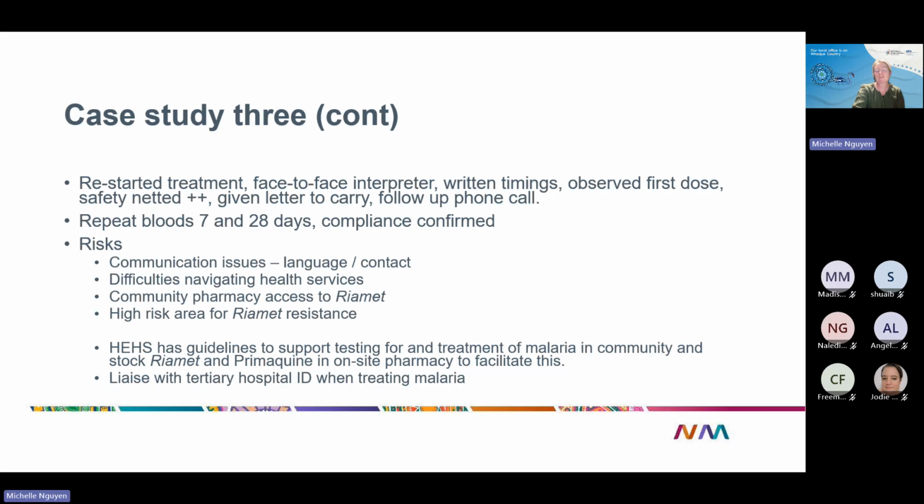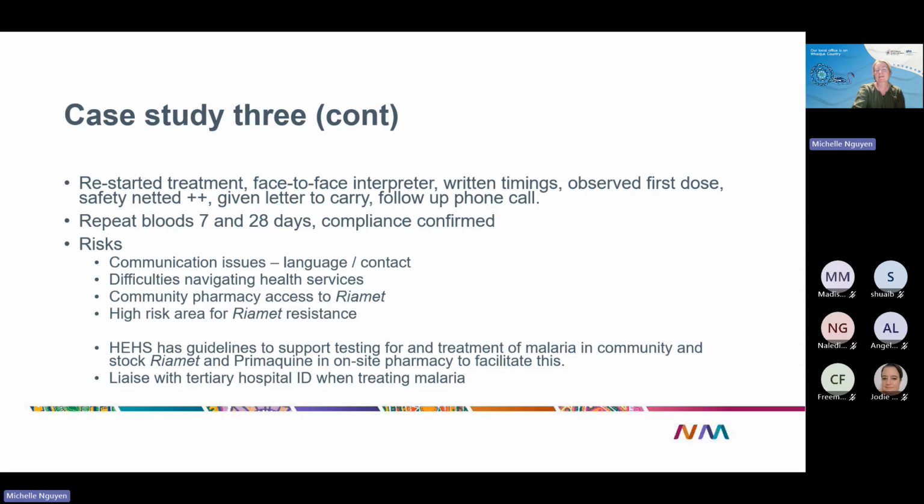And where she came from, being from a Thai refugee camp on the Myanmar border, is a really high risk area for Riamet resistance as well. So there's a possibility that her malaria might not have been treated with the standard course of Riamet. So we just had to make sure that it did resolve. We developed guidelines after this case, specifically around malaria, to support testing and treatment of malaria in the community for our patients. And we decided to stock Riamet and Primaquine in our on-site pharmacy to facilitate that.